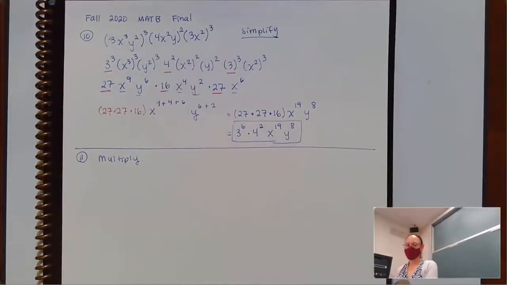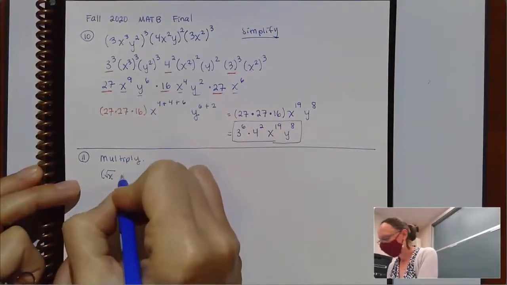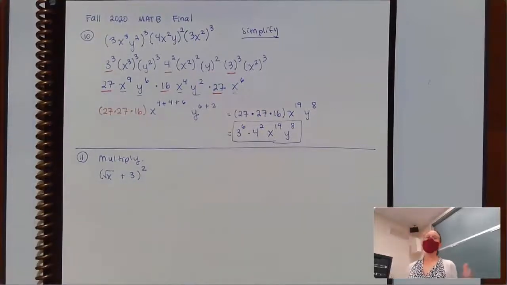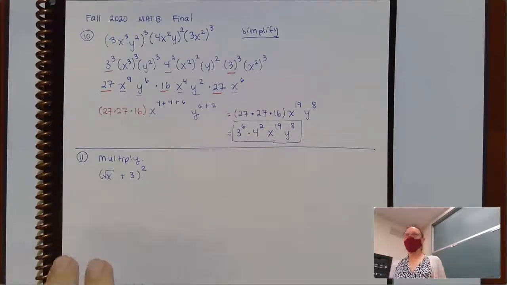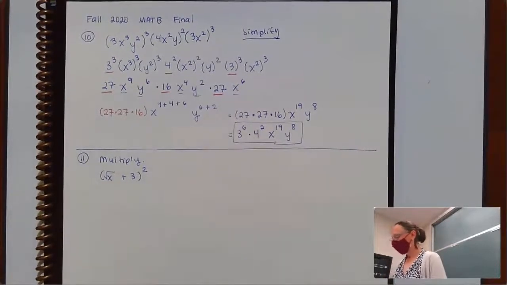Instructions for number 11 are to multiply. And I'm looking at the square root of x plus 3 squared. So this is super recent stuff. This is like quiz 9 stuff. And I have to say, y'all did really good with these kinds of problems on quiz 9. So hopefully it's fresh in your memory.